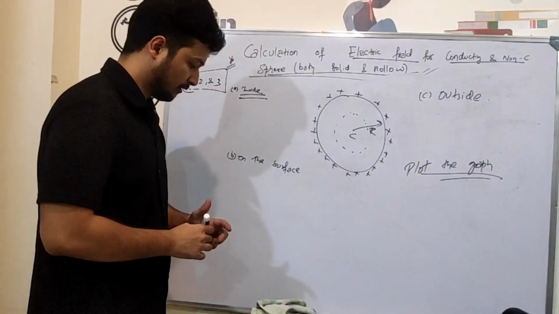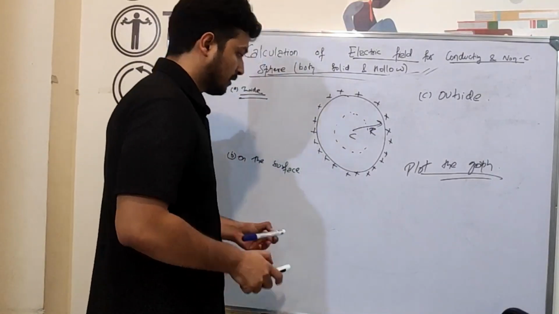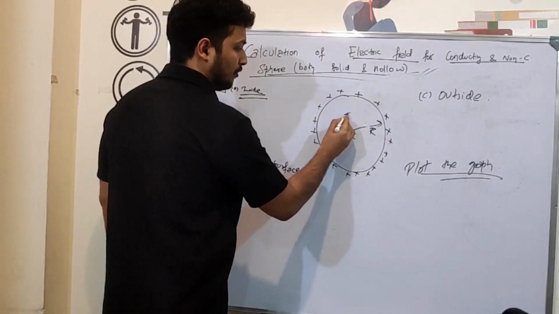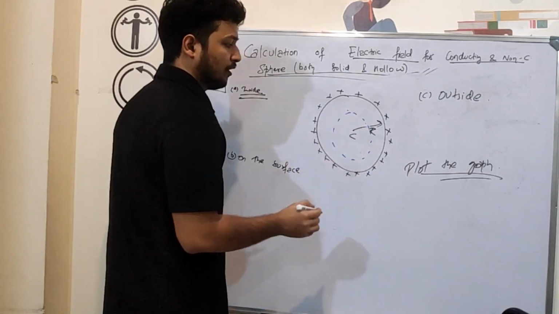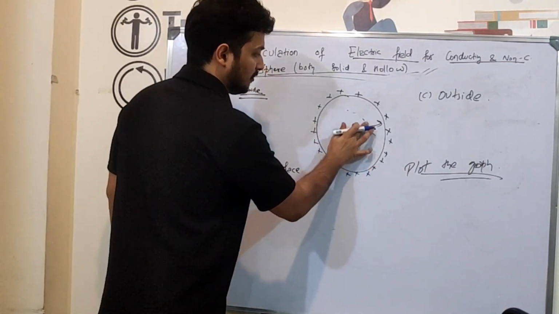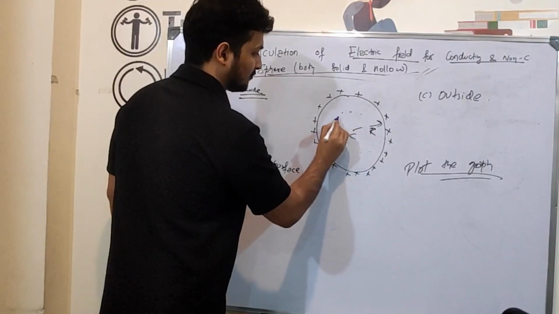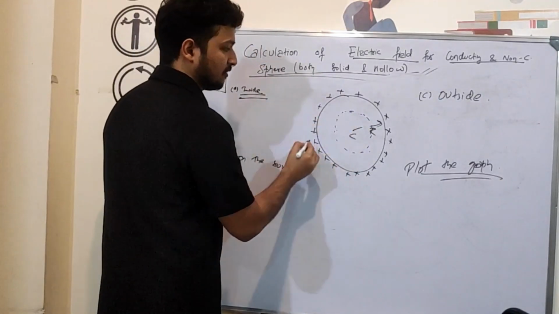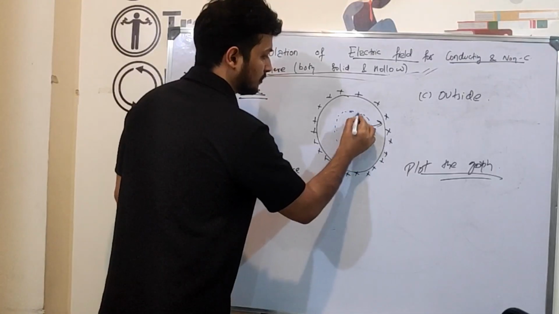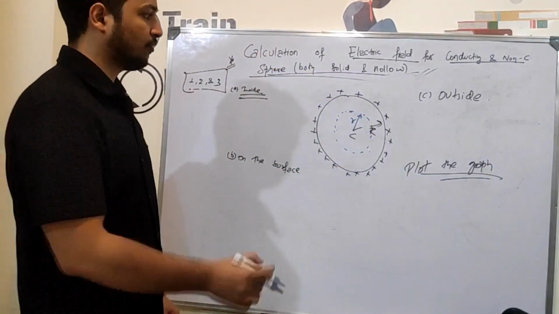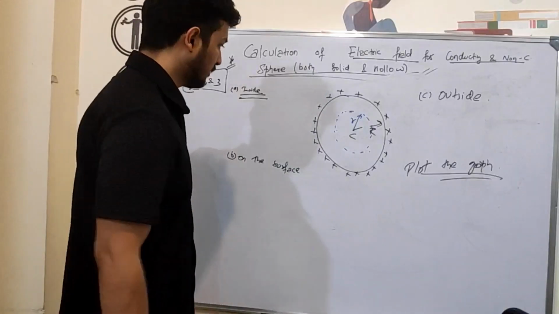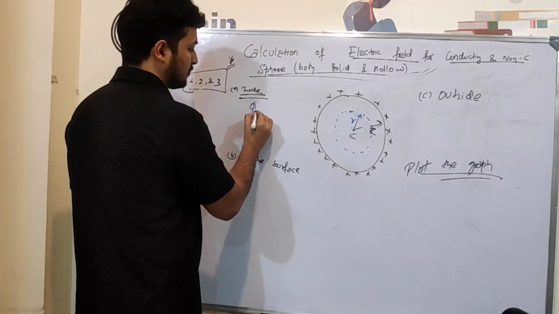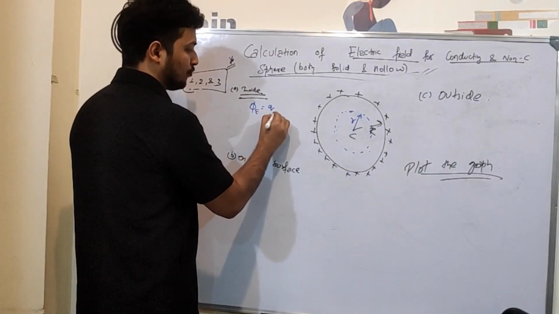Let me take another pen, that will be better for you to visualize. We are going to draw a Gaussian surface. My drawing is not good, so pardon me on that. I hope you can see this is a Gaussian surface, and the radius of this Gaussian surface we are going to say is small r. We are going to see how much charge is enclosed inside this. We know the value of flux will be equal to the charge enclosed divided by epsilon naught.